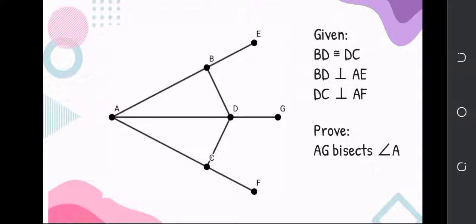Our first problem. The given is line segment BD is congruent to line segment DC.